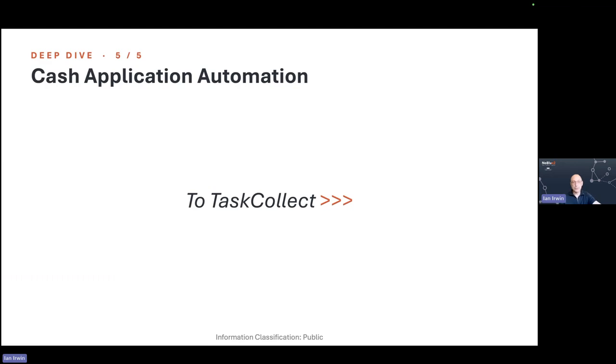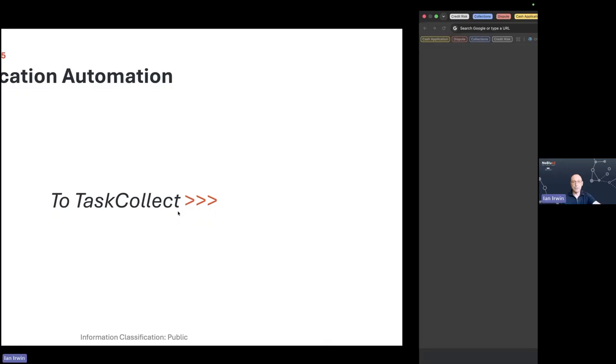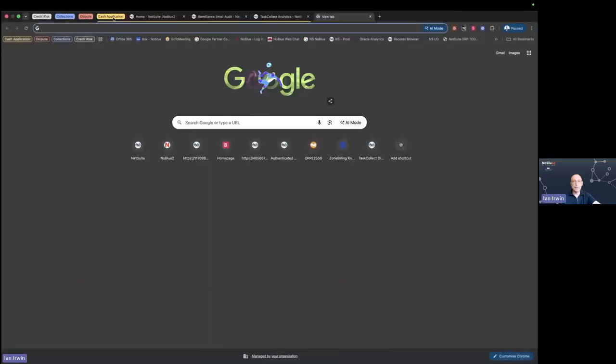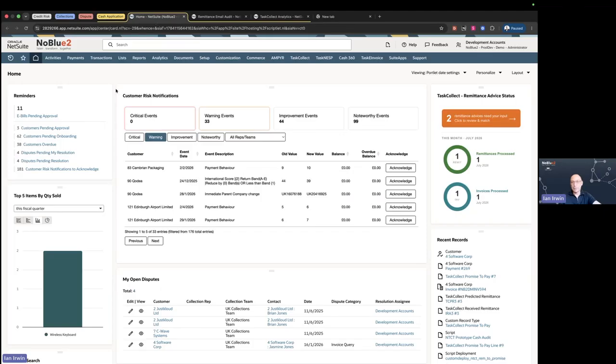We'll have a look into how that manifests in NetSuite. So once again, move over. What we, in the first instance, have on our dashboard is a status indicator that's showing us what remittance advices and payments have been processed through TaskCollect so far this month. And we can see that we've had some that have flowed through and are seeking our inputs for assistance.